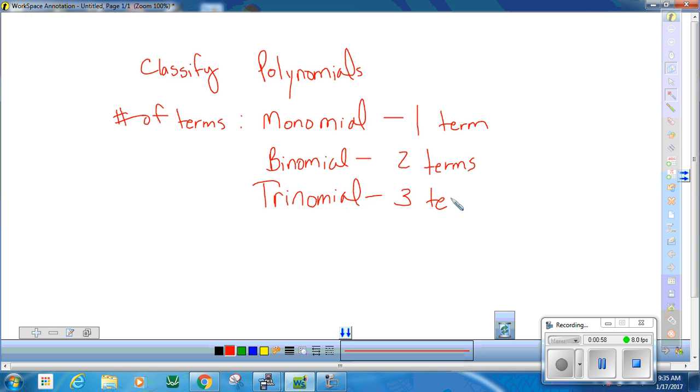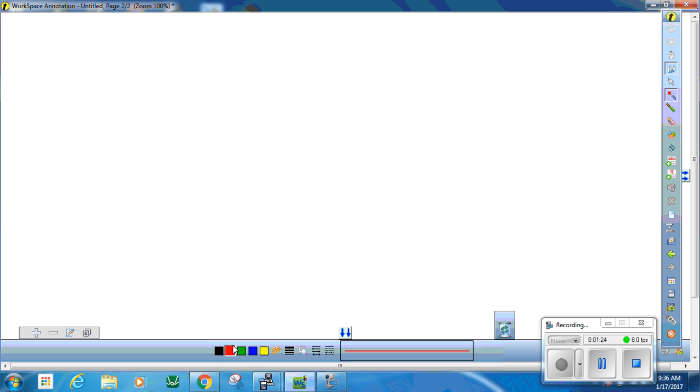And anything larger than that, anything more than 3 terms, we usually just classify as a polynomial, not a quadnomial or anything, just a polynomial. Anything with more than 3 is going to fall into that category. So we can classify it by its number of terms. So this would be one name that I could give a polynomial. Another way that we can classify a polynomial is by its degree. So let's talk about degree for a second.